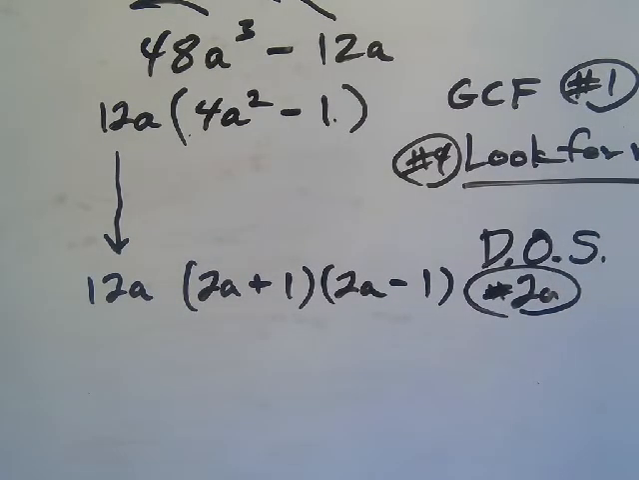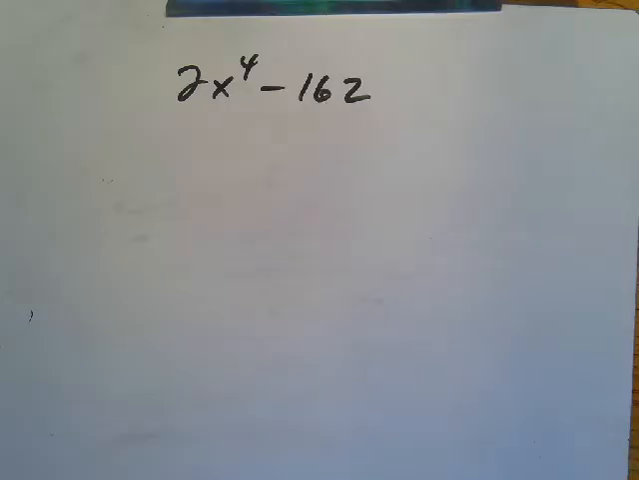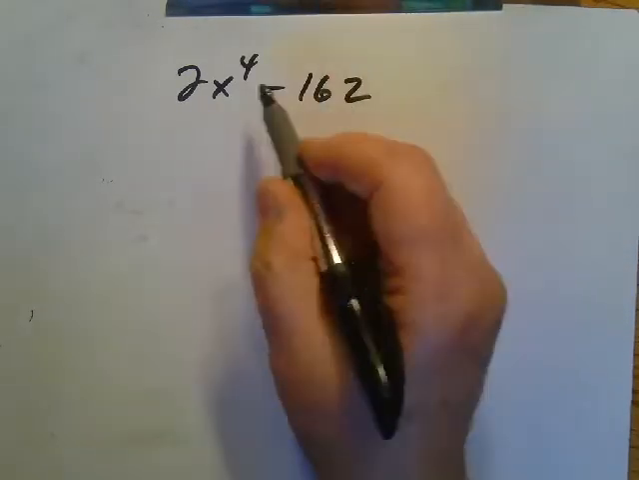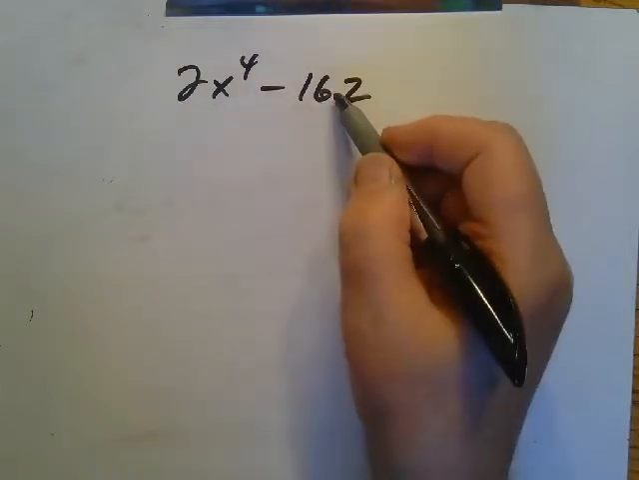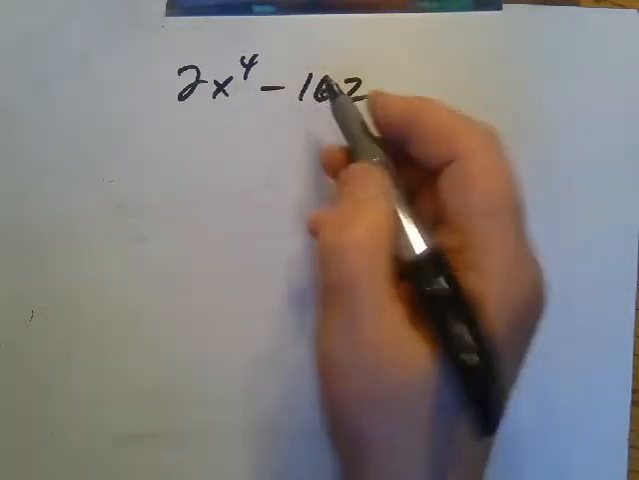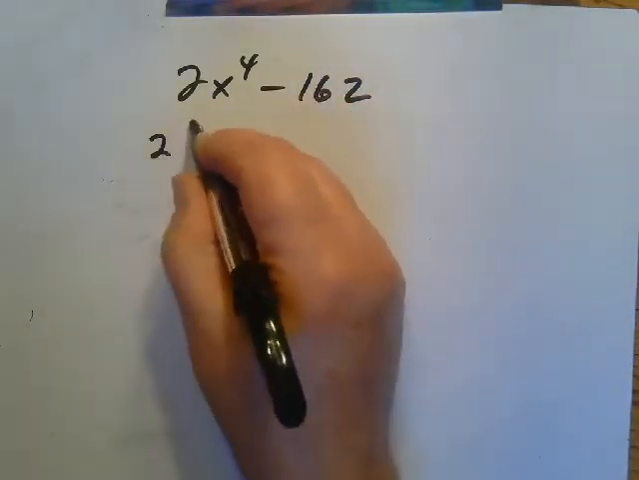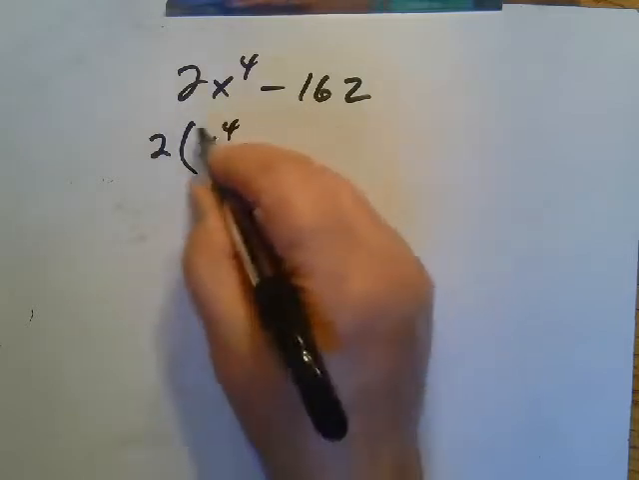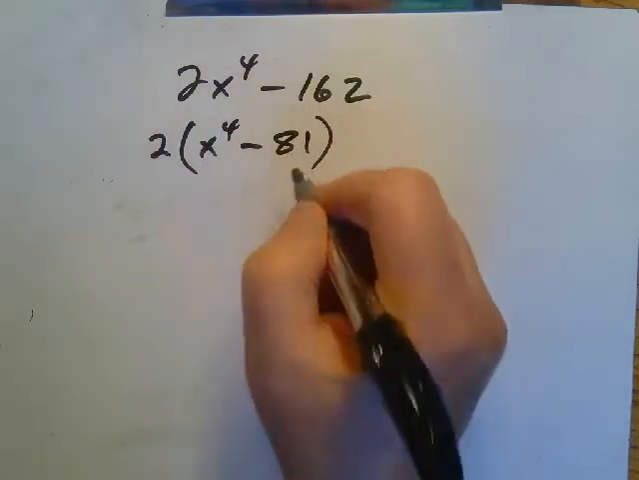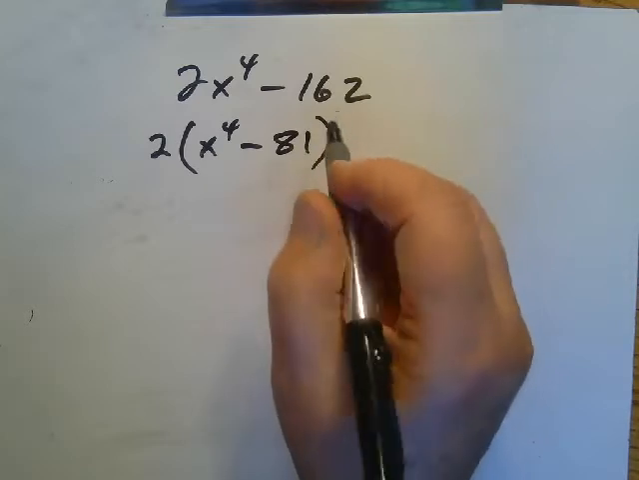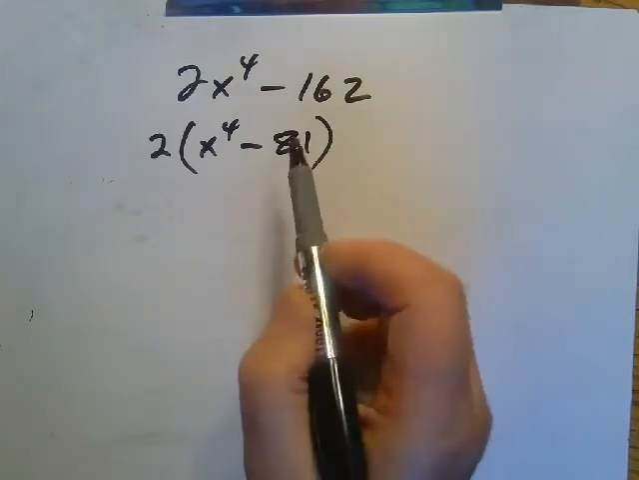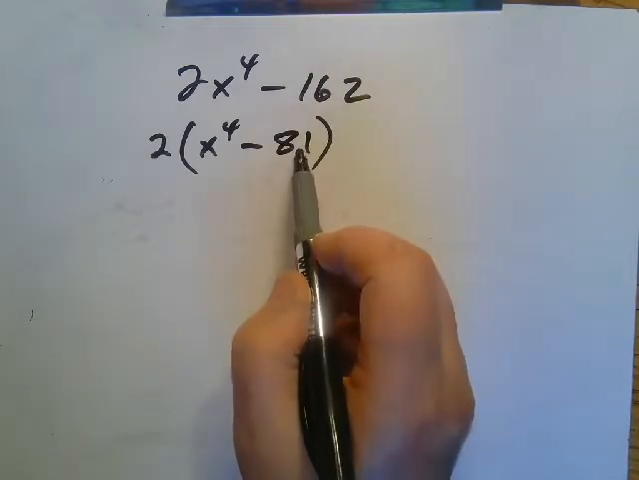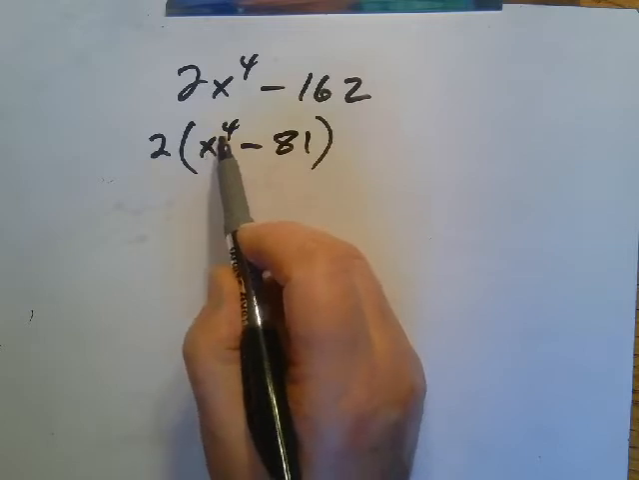Let's try another one, a little harder one. All right. Well, we're going to always start by saying, can I take something out? And I see that I can take out a 2 out of both of these. So let's take out a 2. That leaves us with x to the 4th minus, 2 goes into this 81 times. And now my signal alarm is going off thinking, you know, that's a perfect square. Is this? Well, it is.